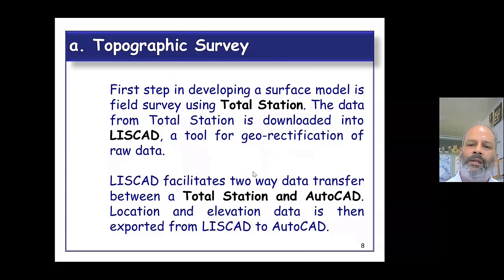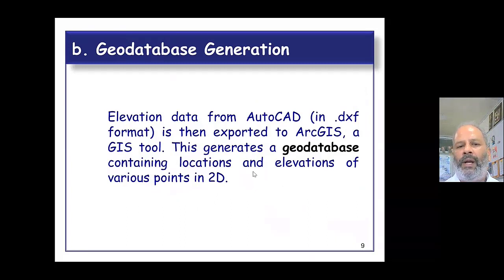Once the coordinates which we have discussed, latitude, longitude and elevation, are taken, those points are shifted with the help of LISCAT to AutoCAD, a widely used drafting software. The moment this data is in AutoCAD, it needs to be exported to ArcGIS, a widely used GIS software tool, which generates a geodatabase, and that geodatabase contains location and elevation of points in 2D.